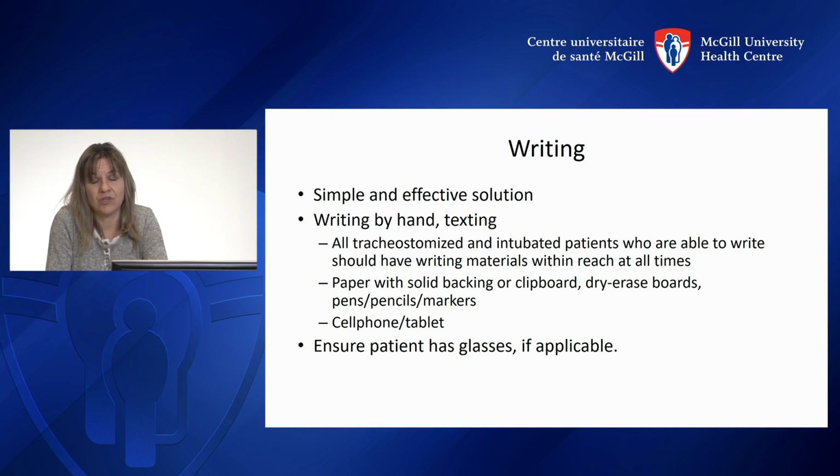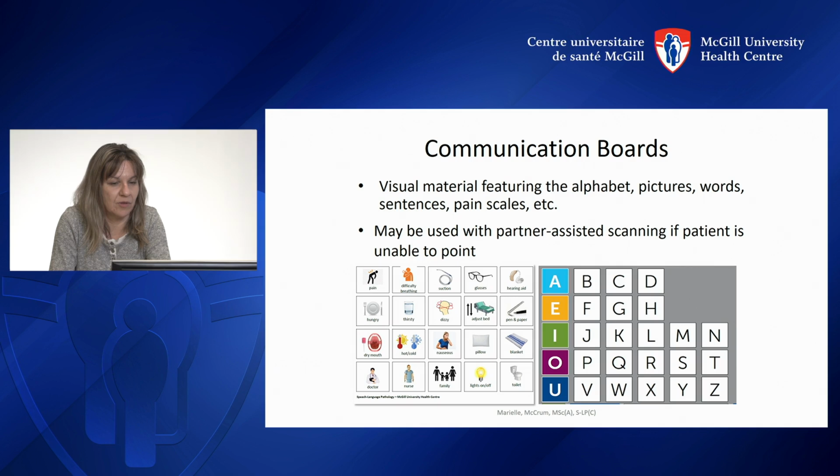And patients can use, if they have the dexterity, their cell phones or tablets and just type that way. Once again, ensuring that the patient has glasses so that they are able to see. Another option are communication boards. There are many visually based materials, whether they're alphabet, picture boards, pain scales, etc., that can be used.